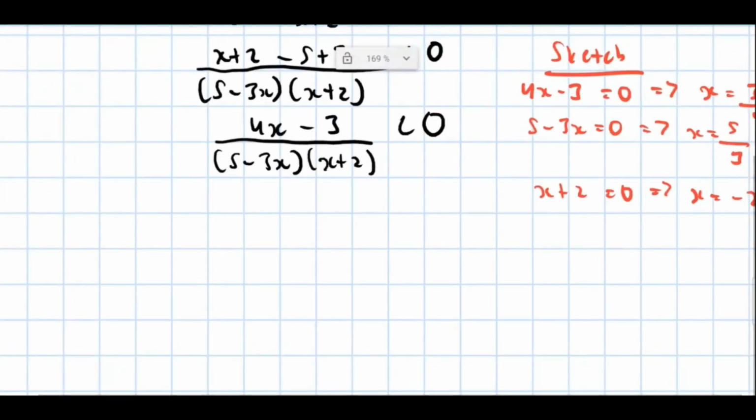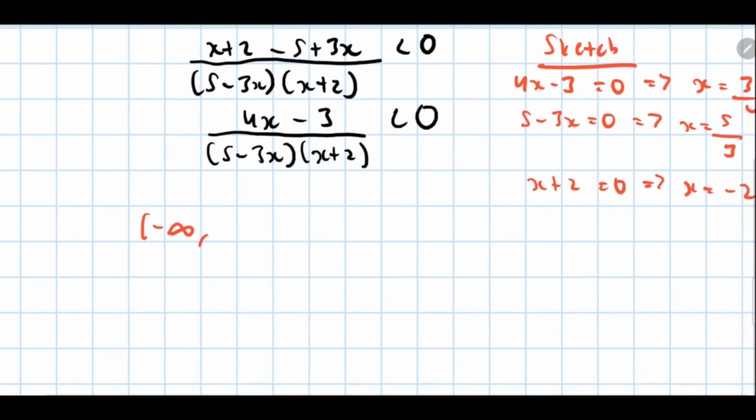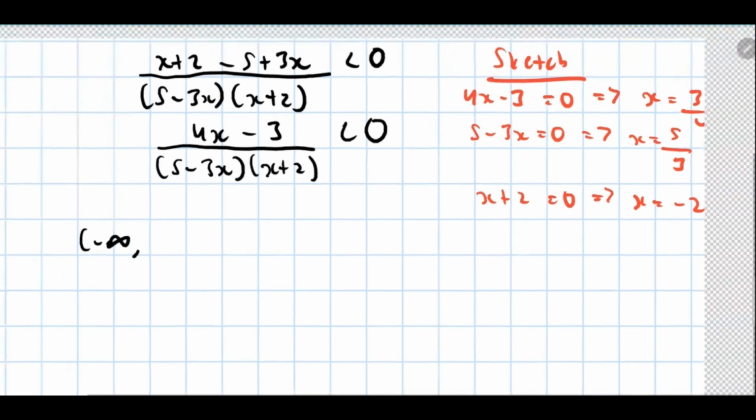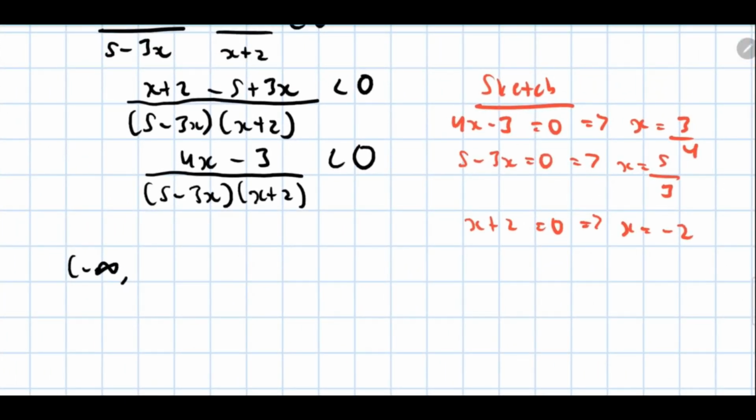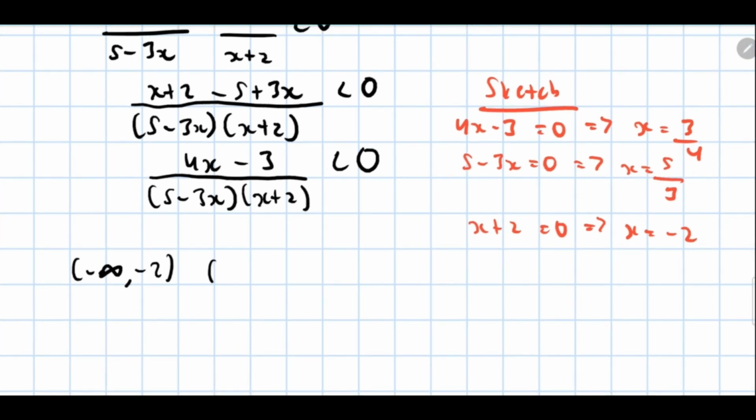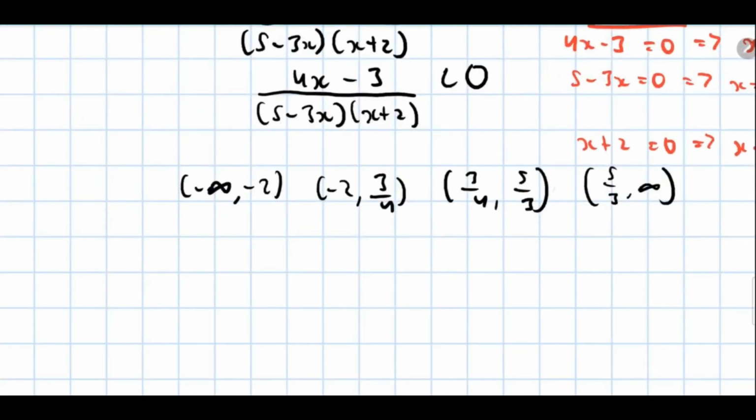So the first interval will be from negative infinity. Sorry, let me do it with a black pen. Negative infinity up until our smallest value, which is negative 2. And then our second interval will be negative 2 up until our second smallest value, which is 3 over 4. Then finally from 3 over 4 to 5 over 3, and then lastly 5 over 3 to infinity. So basically we are considering all numbers that are a possibility for our inequality, except for those endpoints. So those are open intervals, which are not included.